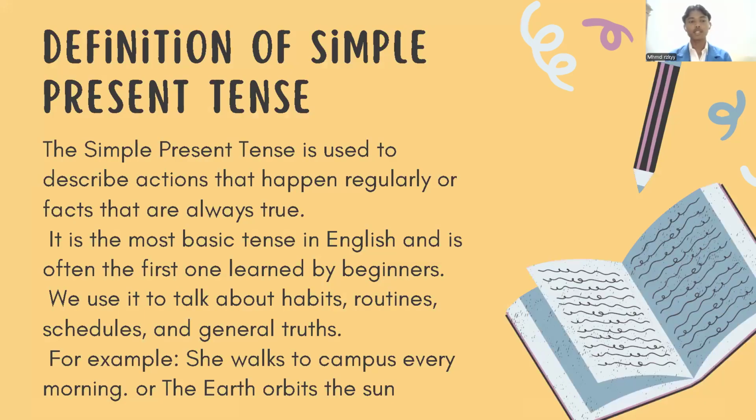Definition of simple present tense. The simple present tense is used to describe actions that happen regularly or facts that are always true. It is the most basic tense in English and is often the first one learned by beginners. We use it to talk about habits, routines, schedules, and general truths. For example, she walks to campus every morning, or the earth orbits the sun.